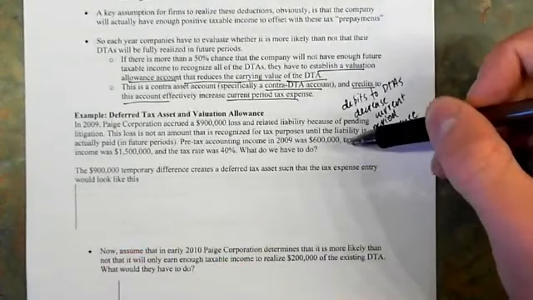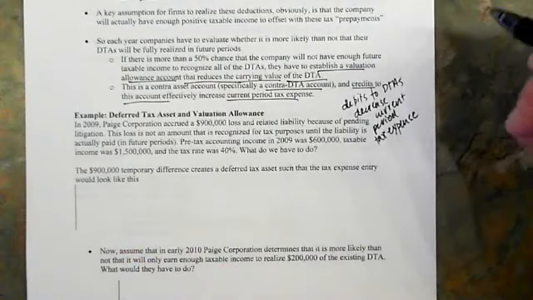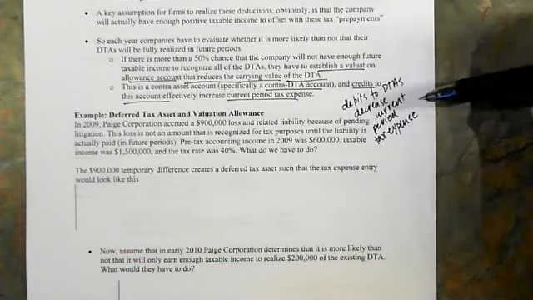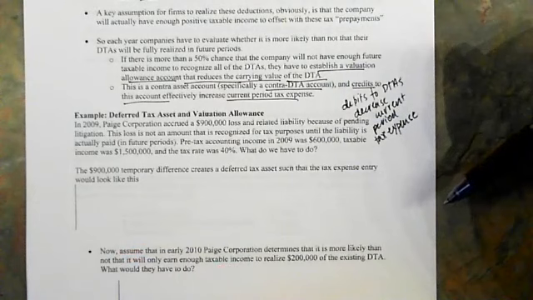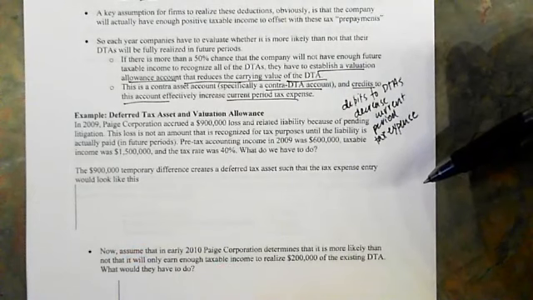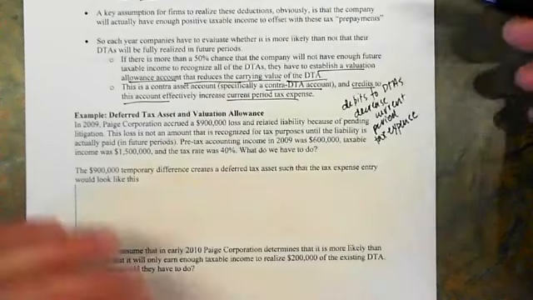Okay. So let's look at this example, and I'll use it going forward a little bit here. In 2009, Page Corporation accrued a $900,000 loss and related liability because of pending litigation. This loss is not an amount recognized for tax purposes until the liability is actually paid. Pre-tax accounting income in 2009 was $600,000. Taxable income was $1.5 million. The tax rate was 40%.